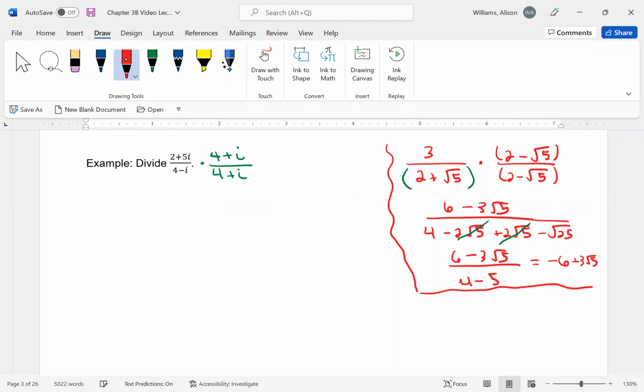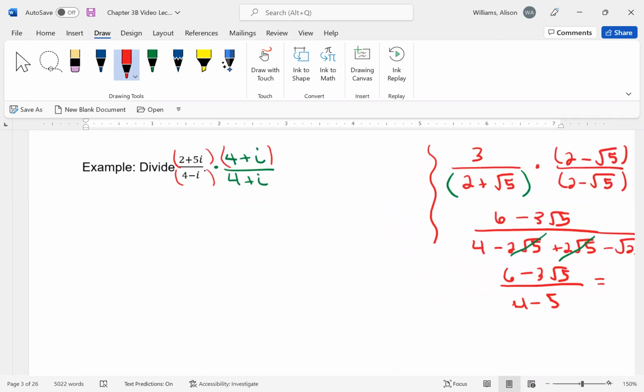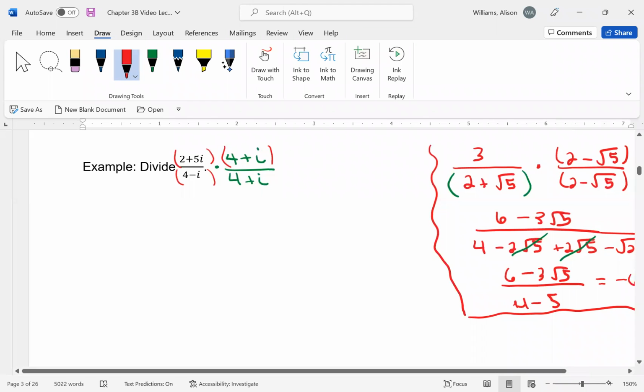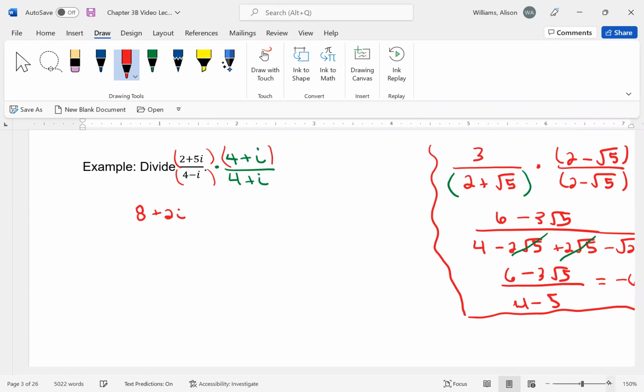Okay, so exciting. Let's finish over here. So we're going to multiply the numerator and the denominator. Now, the point is, in the denominator, we're going to get the middle terms canceling. But in the numerator, we won't. So we're going to FOIL. And let me zoom in a little here, just so it's not so small. Okay, so 2 times 4 is 8. 2 times i is just 2i. 5i times 4 is 20i. And 5i times i is 5i squared. Boom. Okay, that's the numerator.